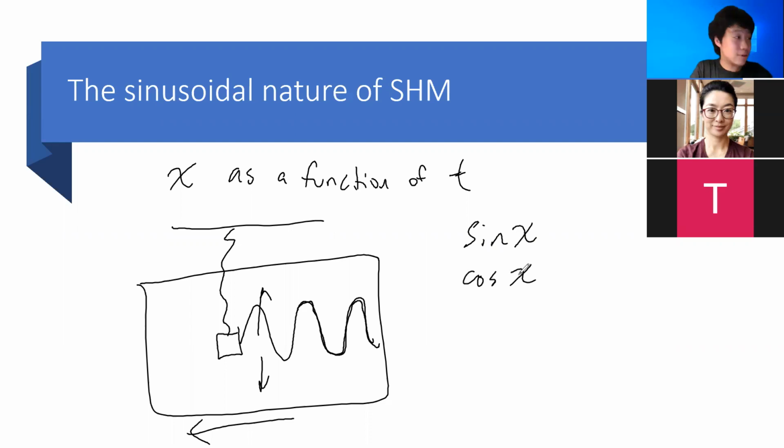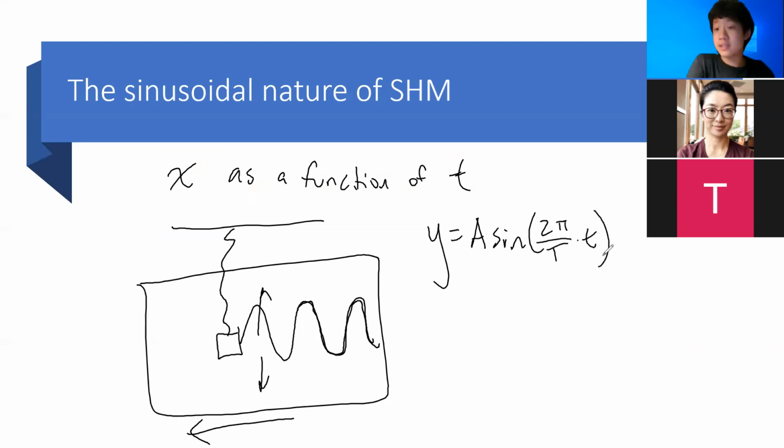And that's exactly right. We can represent any kind of simple harmonic motion with x as a function of t, where we use the sine or cosine trigonometric functions. Recall that the general form of a function is y equals A times the sine of 2 pi over period times time. This you learned in trigonometry. So this is the general form of a sine or cosine function, where A is the amplitude, which is basically how high it is, and T is the period of the function.